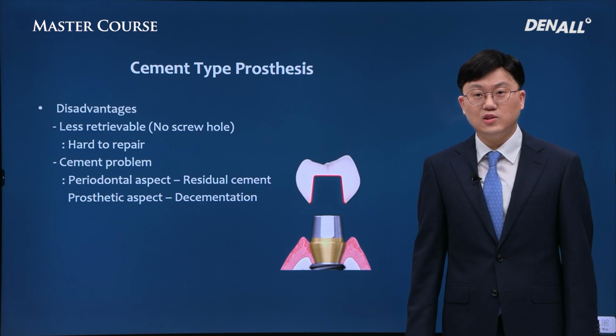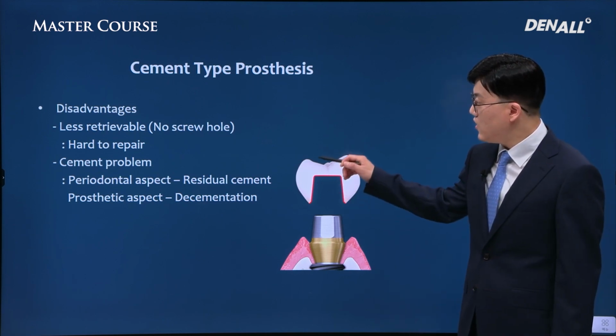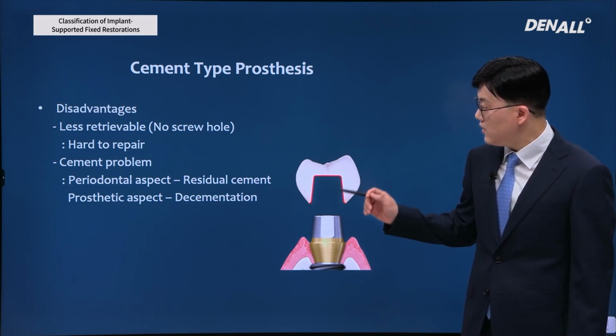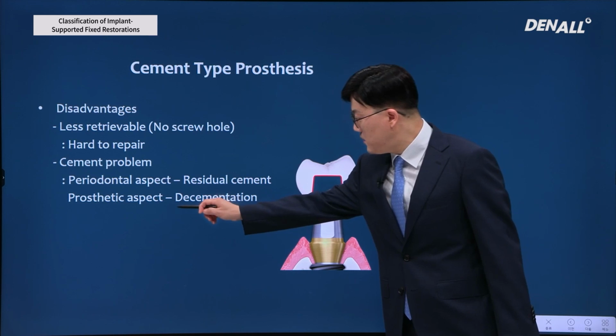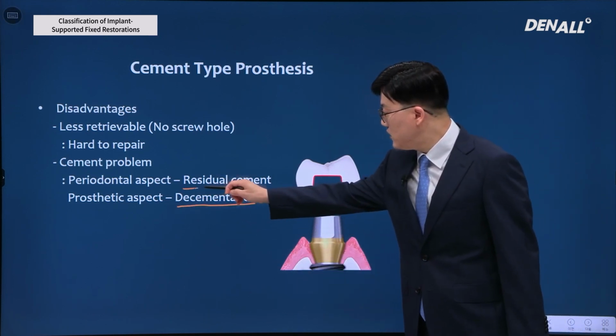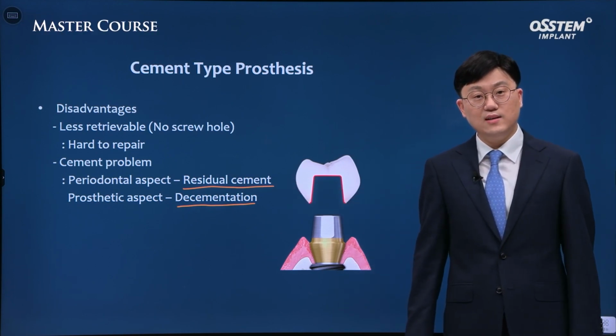On the other hand, it's difficult to remove the crown without damaging the prosthesis. Because cement is used in prosthodontic aspect, there can be downside of cementation. In periodontal aspect, if there is residual cement, there can be periodontal issues.